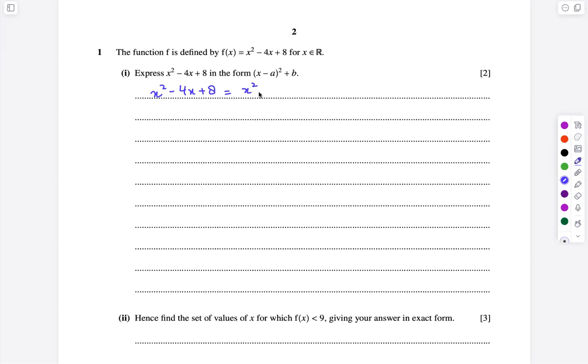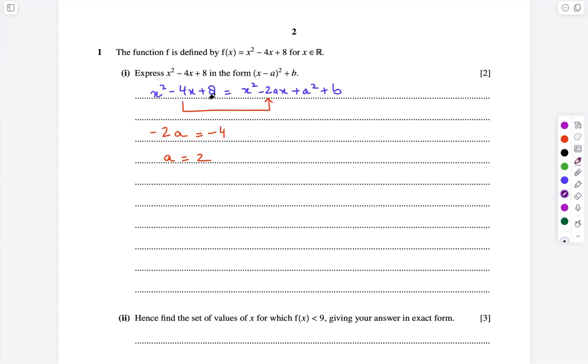This will become x squared minus 2ax plus a squared plus b. And to find the values of a and b, we can compare the coefficients. So on the left hand side, the coefficient of x is minus 4. On the right hand side, it is minus 2a. So we can write minus 2a equals minus 4. So a will be equal to positive 2.